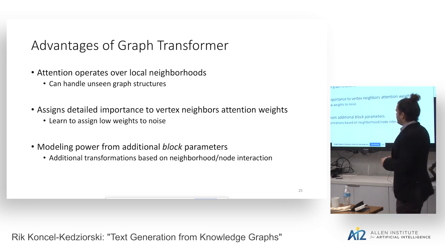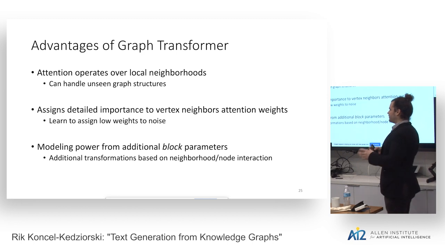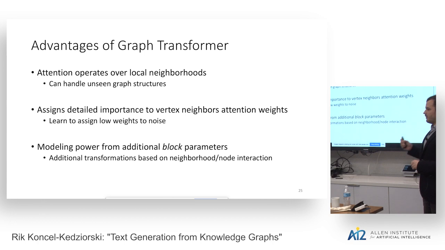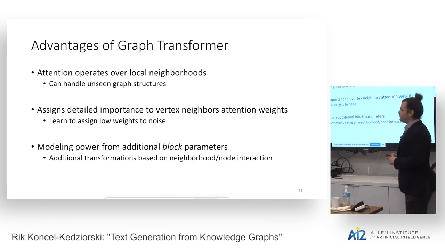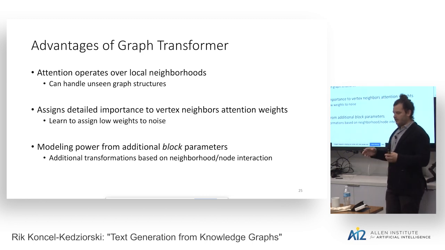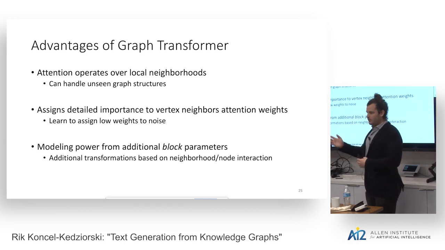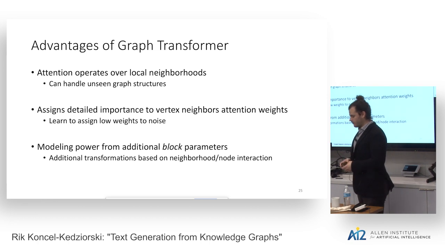Here are some advantages of this technique. Like I mentioned before, we use attention, which operates over local neighborhoods, which means that, unlike many convolutional methods, we can handle unseen graph structures at inference time. Additionally, attention assigns a very detailed importance, especially multi-headed attention, which lets us articulate the importance of all of our neighbors in a very detailed way. One of the benefits of this for our task is that we can learn to assign lower weights to noise if we have a noisy graph that's perhaps automatically constructed, which we will, a little foreshadowing there. And then we get this additional modeling power from the block parameters. These transformations let us look at the neighborhood of a node and decide based on that whole neighborhood how to update the vertex representation as we go through the layers of the network, as we propagate information across the graph.